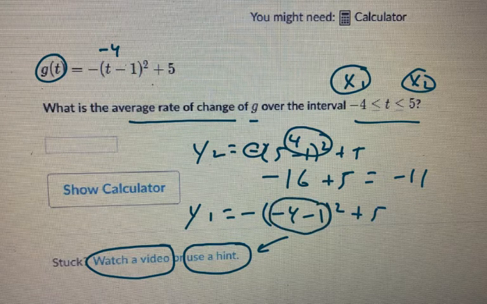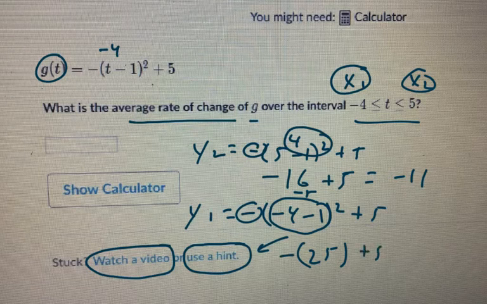Negative 4 minus 1 is negative 5. Squared is 25. But there's that negative that makes it negative. And I get negative 20.